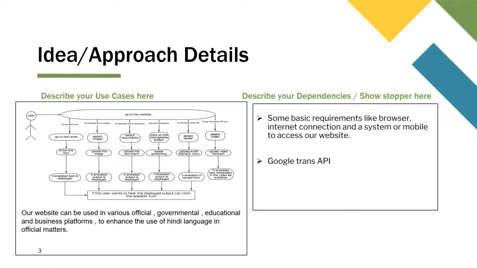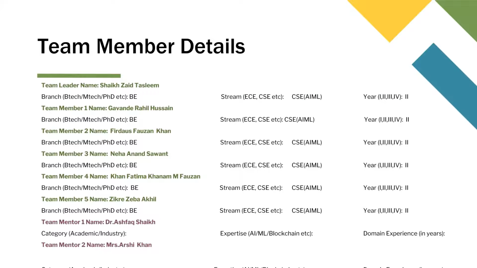Now moving on to the second half of the slide, I shall be going with the dependencies. For accessing our website, the basic requirements like any device, internet connection or browser are a must. Google Trans API is the most important requirement as the website is designed for translation purposes. Moving on to the conclusion, I would like to show the demo of our project.